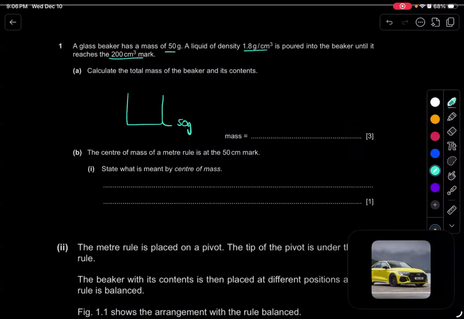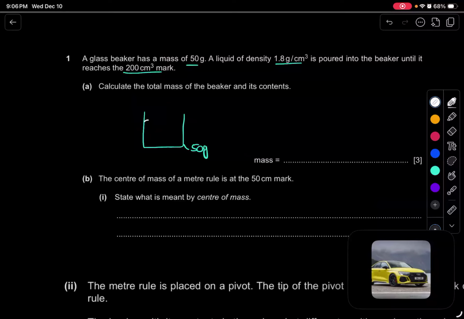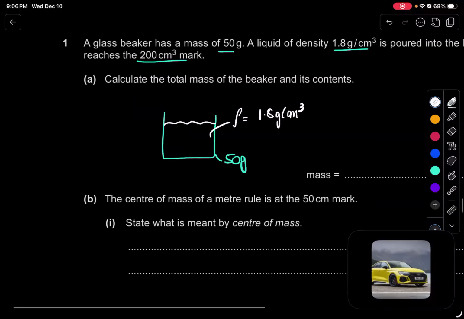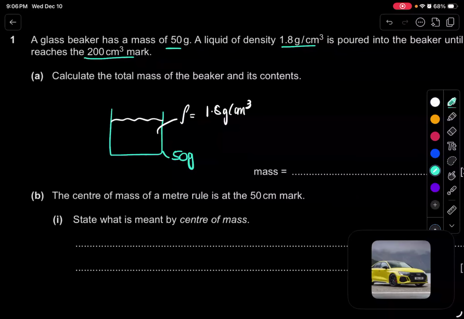Okay. So the mass of the beaker is 50 grams. And it says that a liquid of density 1.8 gram per centimeter cube reaches the 200 centimeter mark. So that means the volume is equal to 200 centimeter cube. Now the question was: calculate the total mass of the beaker and its contents.